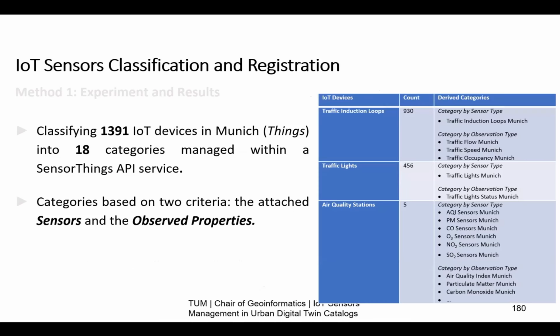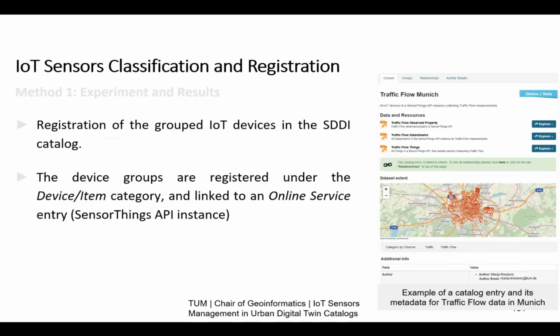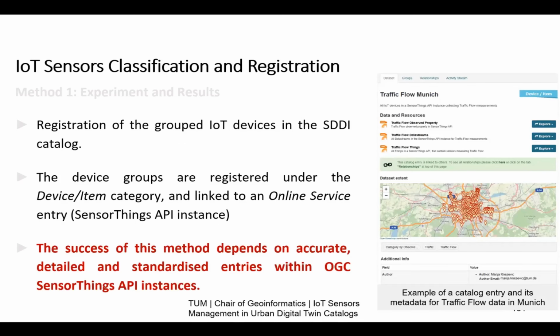However, we've tested this, for instance, with a SensorThings API instance we're using in the project, where we have more than 1,300 IoT devices in Munich, and tried to use this standard model to create fewer groups that are easier for users to find. And we derived 18 categories based on their sensor type and also their observed properties. And we basically register this in this catalog.